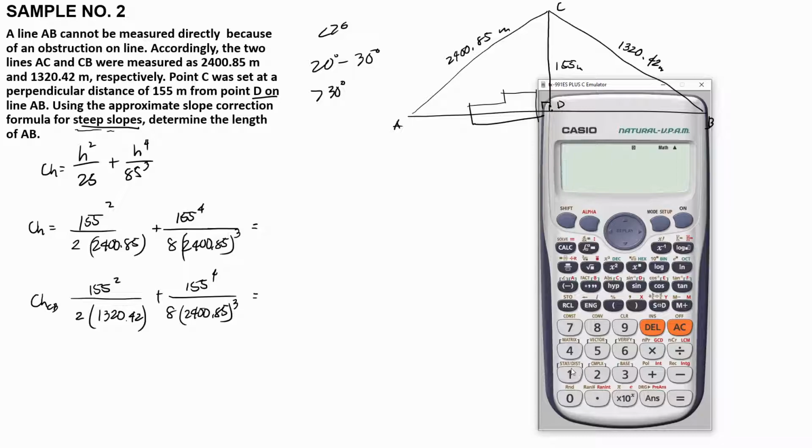Again, 155 squared over 2 times 24.85 plus 155 raised to 4 over 8 times 24.85 raised to 3. I will store it in C. So the correction is 22 meters. Okay, and then for CB we have, wrong. The value of A is different. Sorry, let me erase first. I used the wrong value of A. The value of A should be just 155.